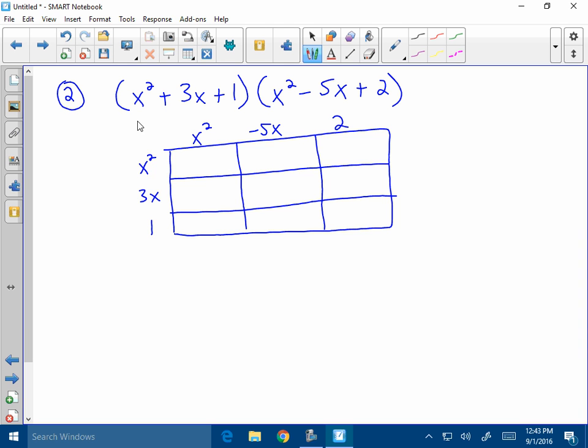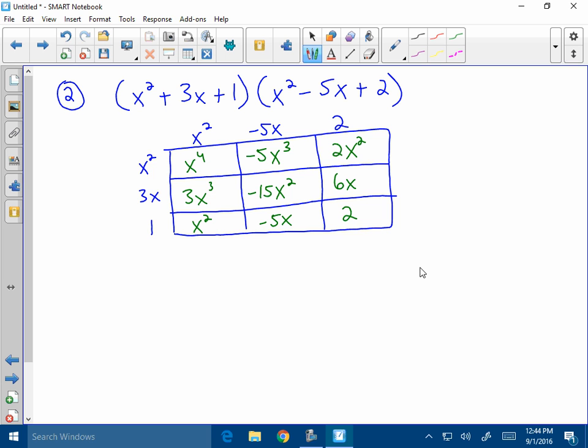So, x squared times x squared, x to the 4th. x squared times negative 5x, negative 5x cubed. x squared times 2, 2x squared. Next row, 3x times x squared is 3x to the 3rd. 3x times negative 5x, negative 15x squared. 3x times 2, 6x. And then my bottom row, multiply everything by 1: x squared, negative 5x, and 2.